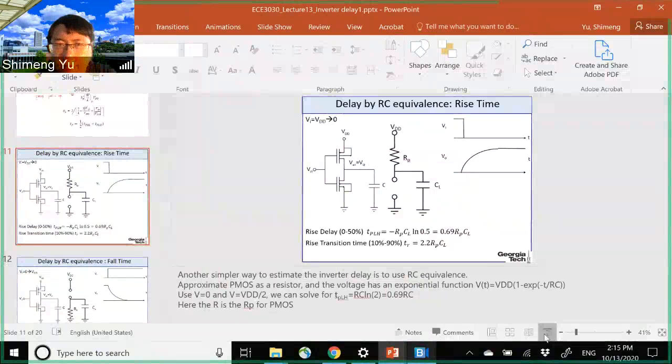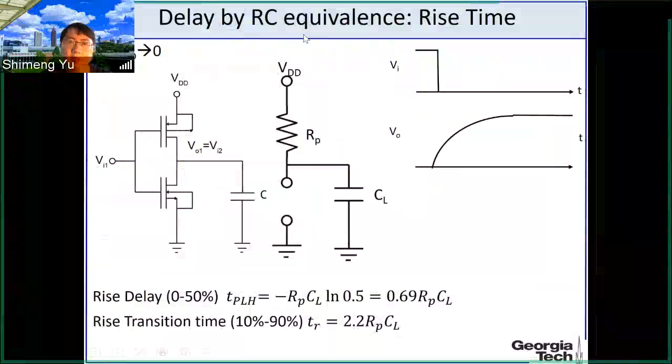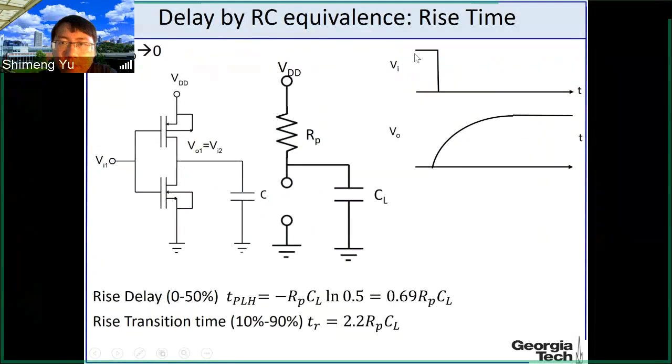Alright, then let's look at the second method. That is the RC equivalence. To make the problems easier, we can approximate the transistor as a resistor. This will be less accurate than the average current method, but it will be easier for us as a first order estimation. Here, for example, we look at the TPLH, low to high.